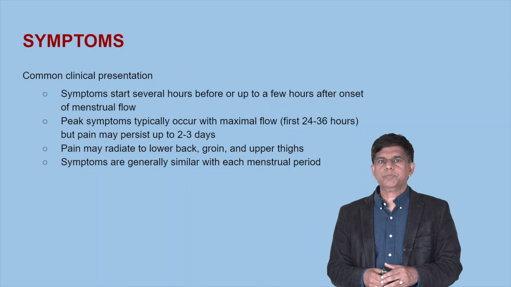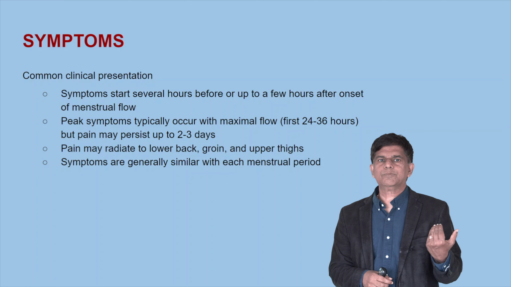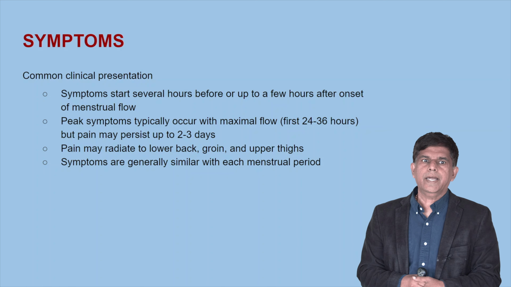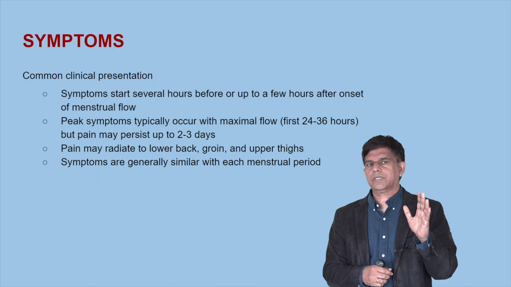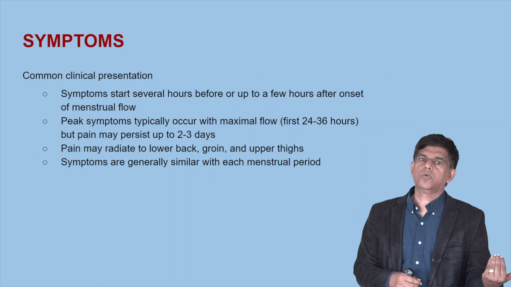Symptoms start several hours before and up to a few hours after onset of menstrual flow. Peak symptoms usually occur with the maximal flow, in the first 24 to 36 hours. And the pain can persist for 2 to 3 days. It can radiate to the lower back and upper thigh. The symptoms are generally similar with each menstrual period.